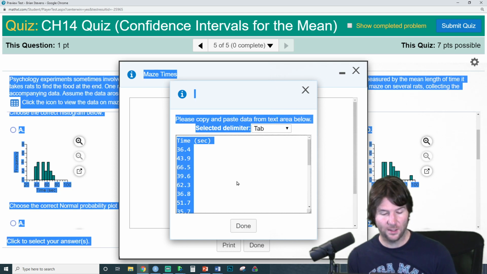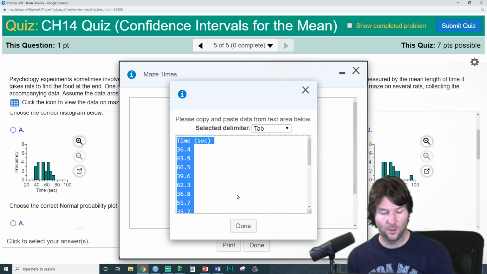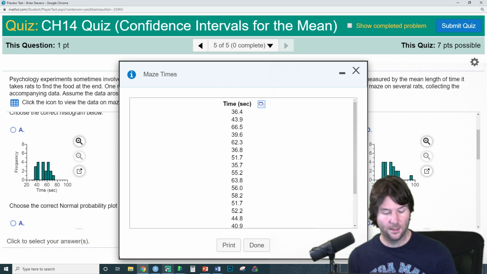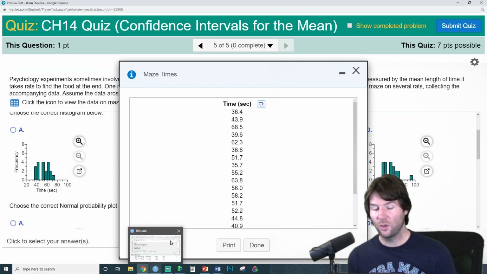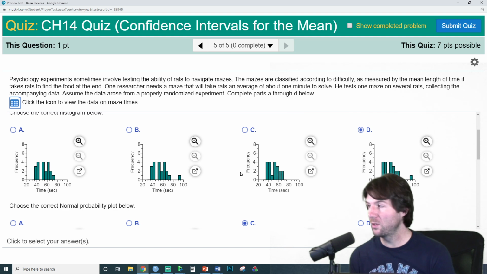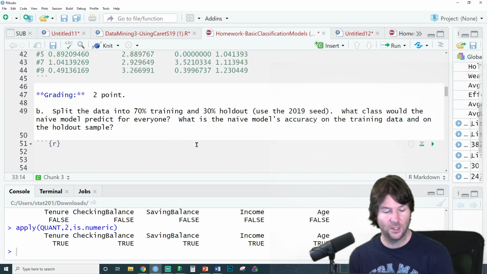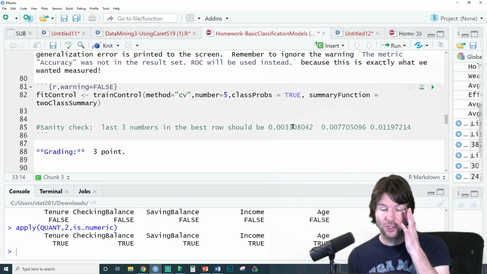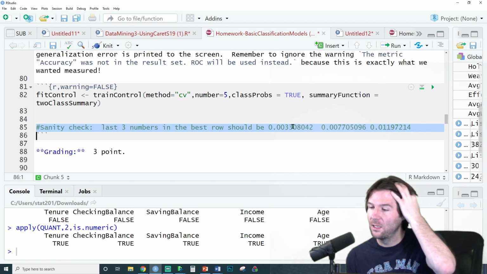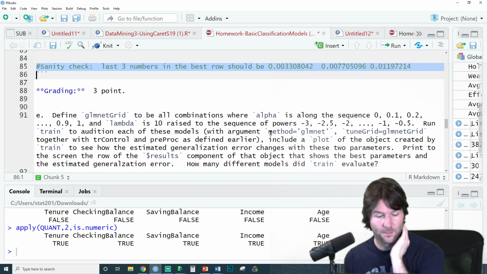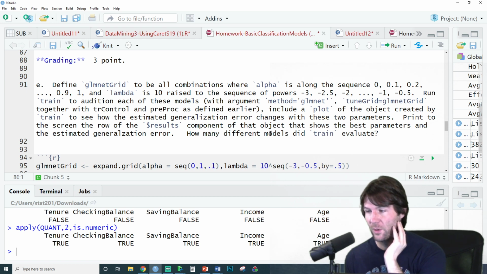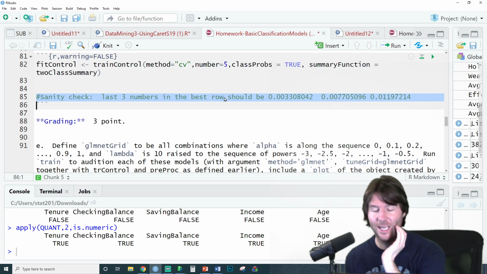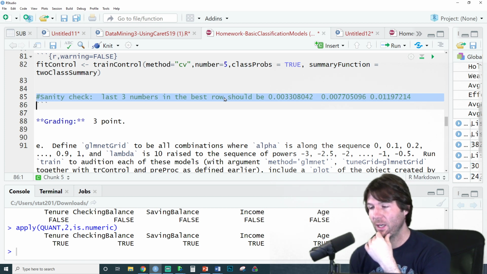I'm trying to think of the easiest way to get this into R. I can copy it, and I wish there was a quicker way to paste. How do you show the best three? So you want to show the best three models, do you? Let me look at that in the homework. So this is D, is it? Are you going to look through your results? Are you trying to check the sanity check right here? Which best three are you looking at? Last three numbers in the best row. Yeah, it should be, and hopefully sanity checks are working.